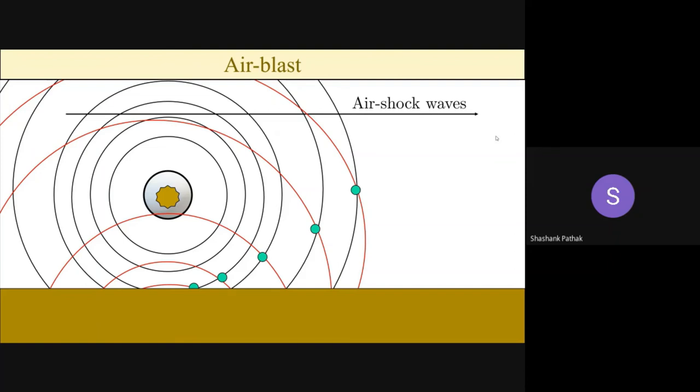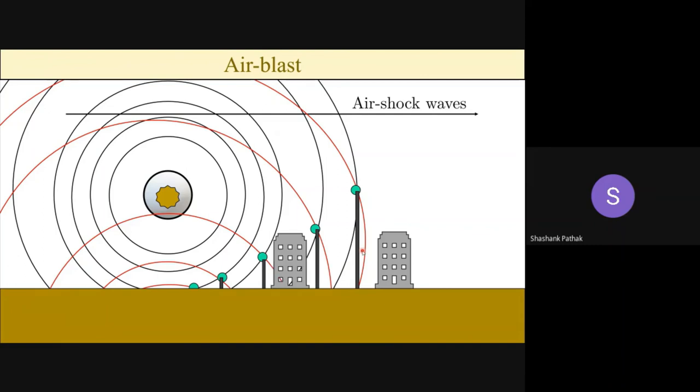So these interaction points of the incident and reflected waves are known as triple points, and the pressure in this zone, as you see here, these are the Mach fronts. Because this is the interaction zone of the reflected wave and the incident wave. And generally the pressure is higher compared to the incident wave in this particular zone. And when we design, we try to design our structures for this particular zone.